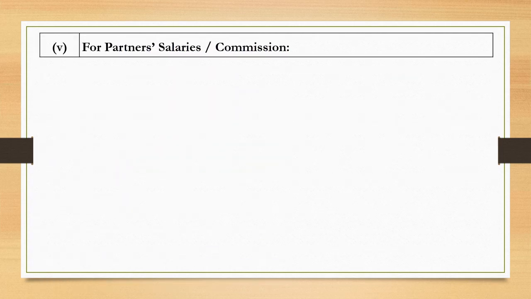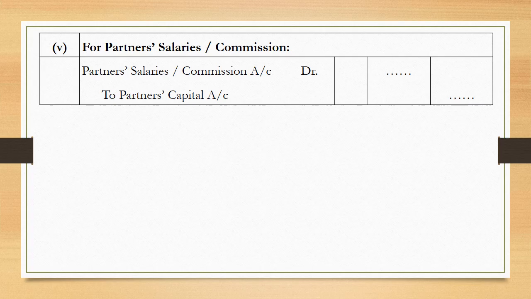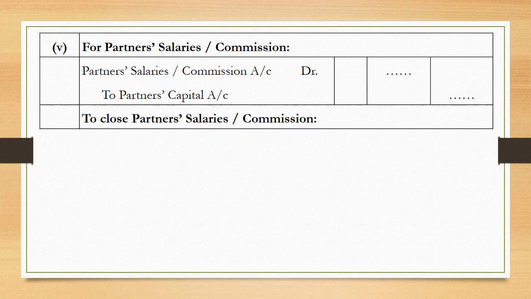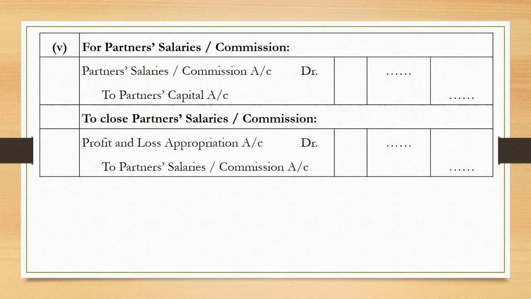Next is for partners' salaries or commission. This is also another appropriation of profit. When we allow salary or commission to a partner, it is an expense, and being an expense, we need to debit it to profit and loss appropriation account. Let us see the entries. Partners' salaries or commission account debited to partners' capital, and then when you close this account, the entry required will be profit and loss appropriation account debited to partners' salaries or commission account.